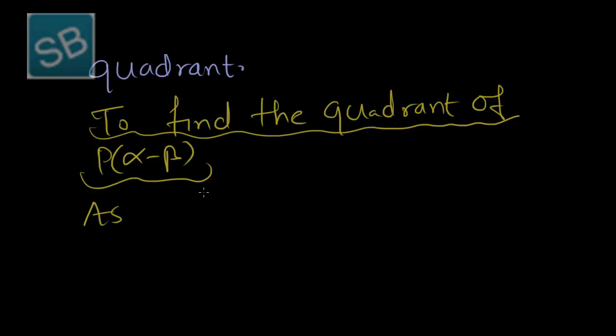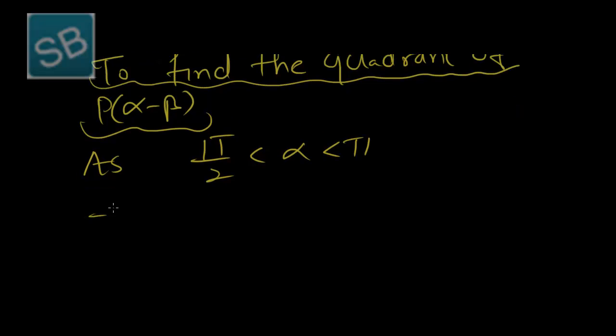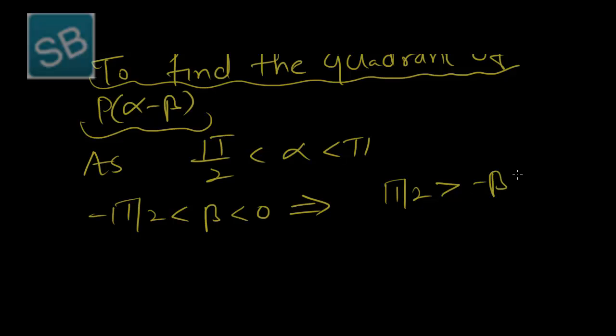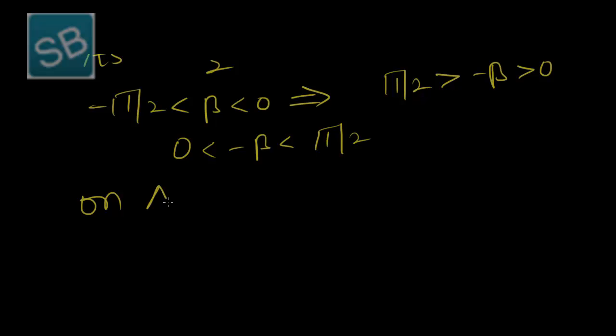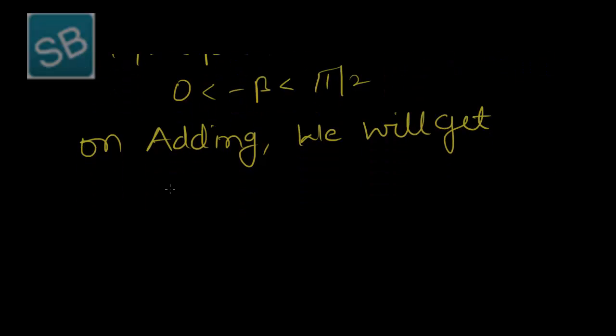As pi by 2 is less than alpha less than pi, and minus pi by 2 is less than beta less than 0, on multiplying by minus 1 to find the value of minus beta, we get pi by 2 greater than minus beta greater than 0. That is, 0 less than minus beta less than pi by 2. So on adding, we get pi by 2 less than alpha minus beta less than 3 pi by 2.